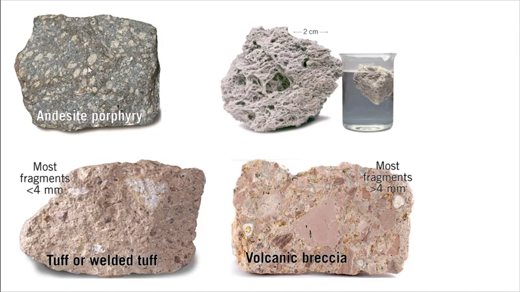This is a porphyritic rock, an andesite porphyry, and you can see nice big honking crystals surrounded by aphanitic groundmass. That tells us there were two different cooling regimes here, right? A slow one followed by a fast one.